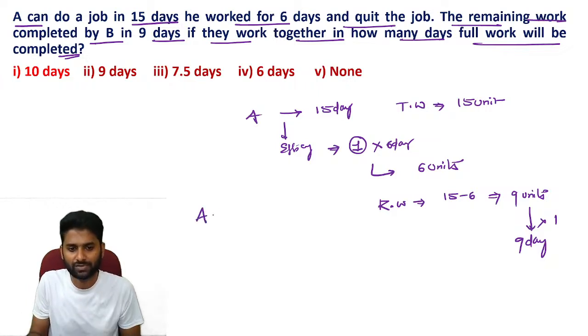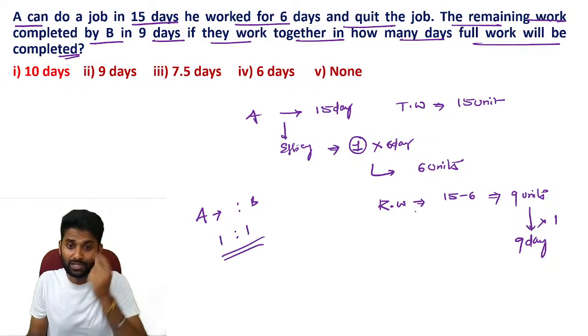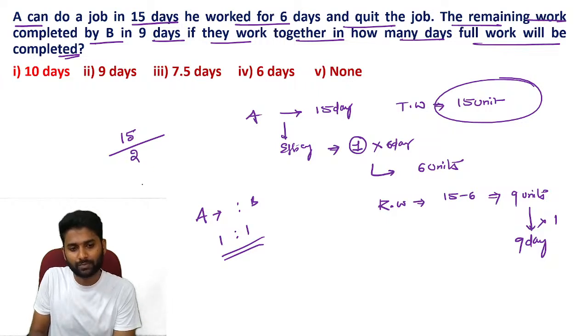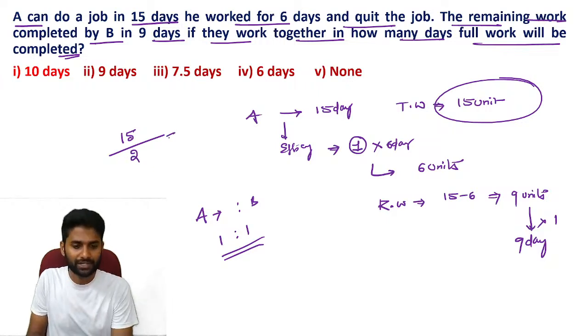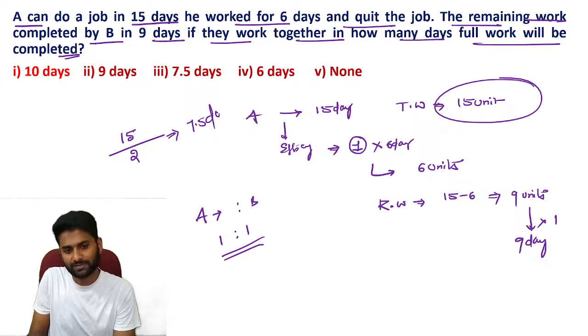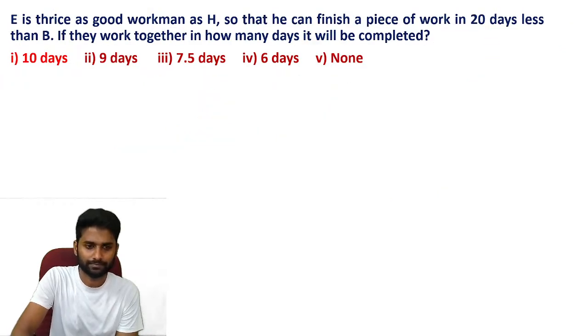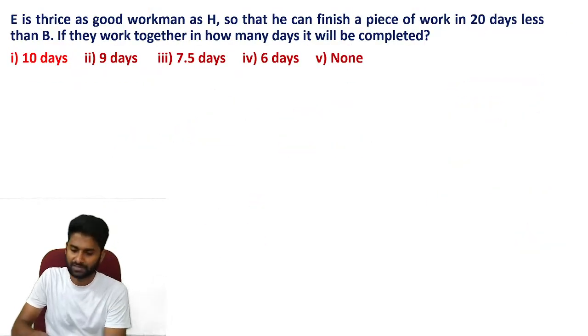Now see A's efficiency and B's efficiency. So here the ratio is 1 to 1. Now, if both work together, in how many days will the full work be completed? Now, the total work is 15 units. A is 1 unit and B is 1 unit, so together they will complete 2 units per day. Now, the total work is completed in 7.5 days. Try this question.